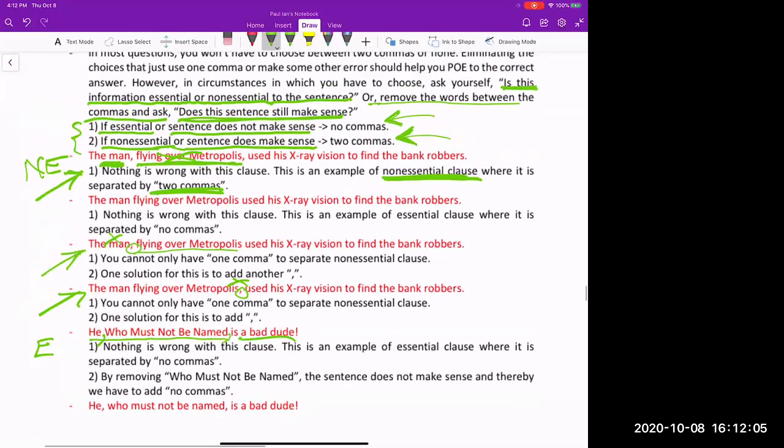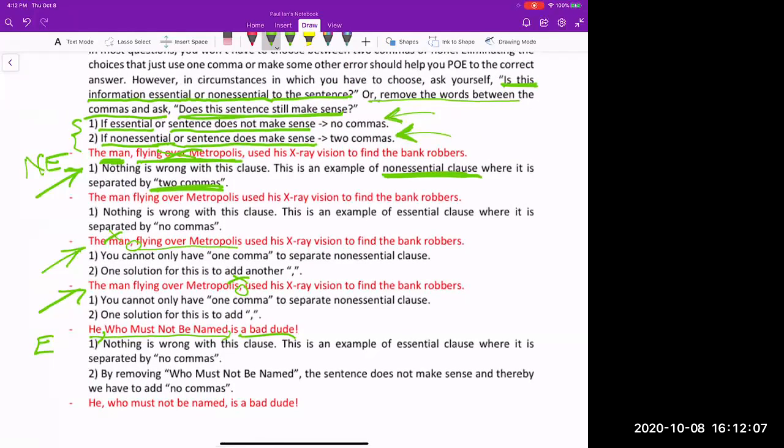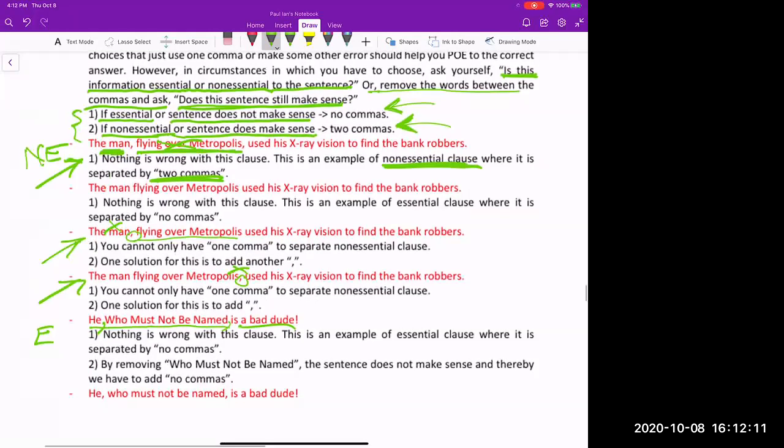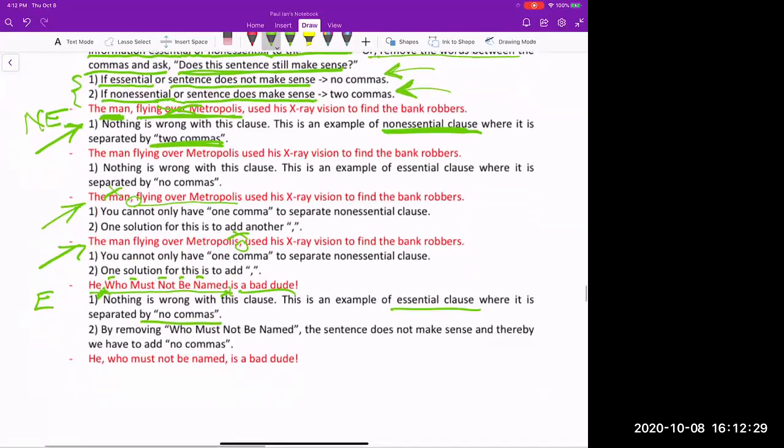Context again says this doesn't make sense. He is a bad dude, who is he? So if it doesn't make sense, and these are capitalized, this must mean it's an essential clause. If it doesn't make sense when you remove it, then you put no comma. You leave it or you don't put any commas.